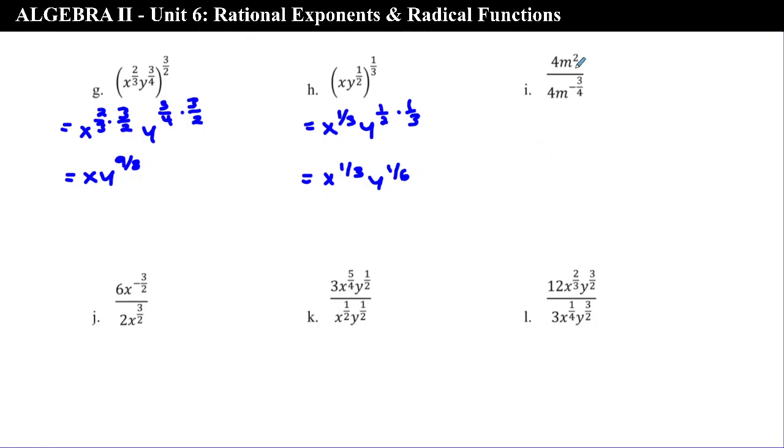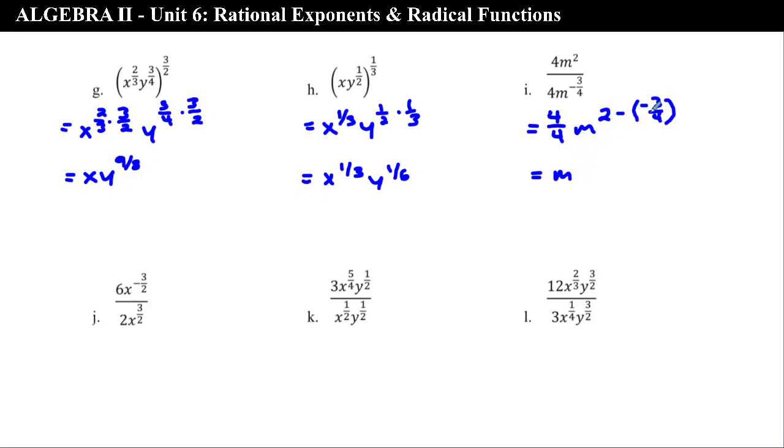For I, well, this one we're dividing. So let's go ahead and do our coefficients first. We've got 4 divided by 4. And then let's take care of our m. When we divide, we subtract exponents. So it's going to be 2 minus -3/4. And that's going to give us 4 over 4 is 1. So we're going to have m.